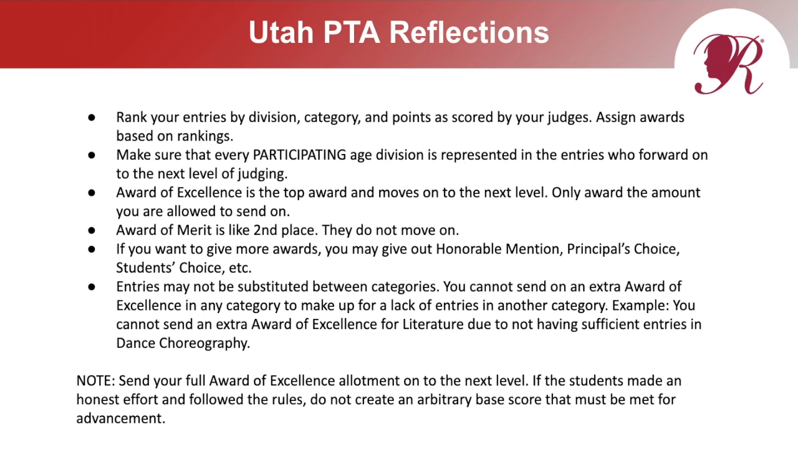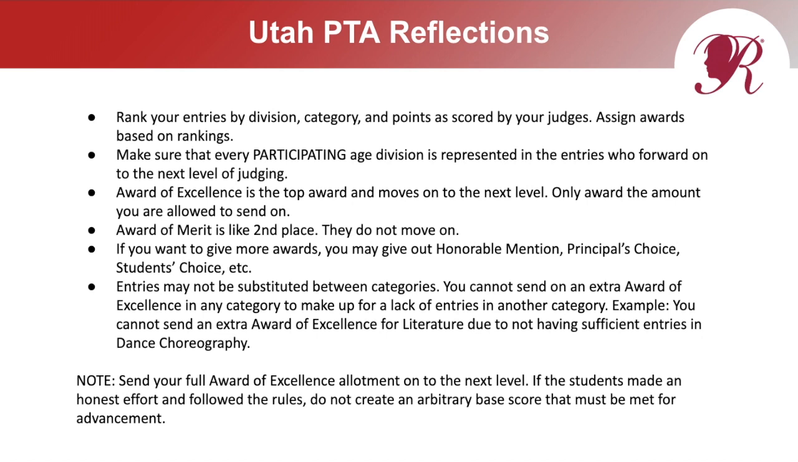So you rank your entries by division, category, and points as scored by your judges, and assign your awards based on the rankings. Make sure that every participating age division is represented in the entries who forward on to the next level of judging. The Award of Excellence is the top award and moves on to the next level. Only award the amount you are allowed to send on. Award of Merit is like second place. They do not move on. If you want to give more awards, you may give out honorable mentions, principal's choice, student's choice, etc.